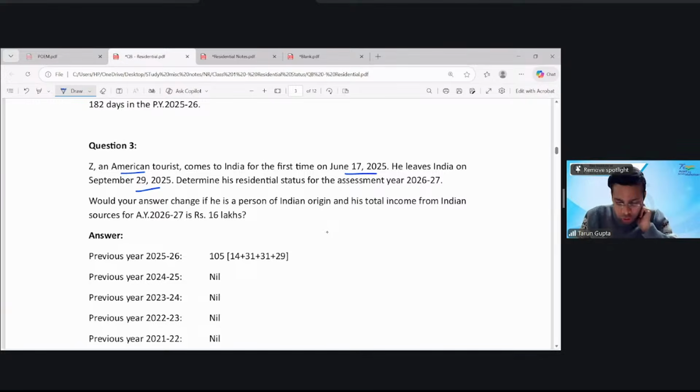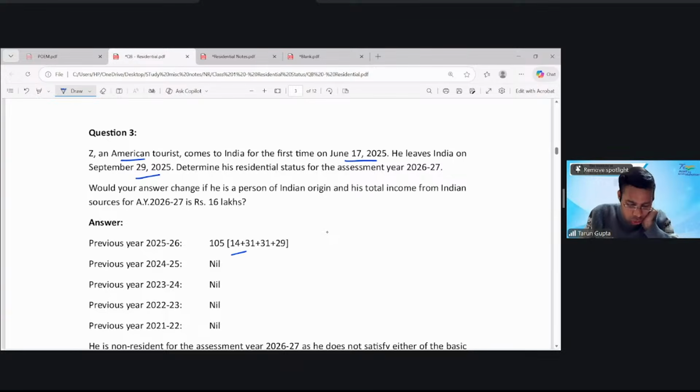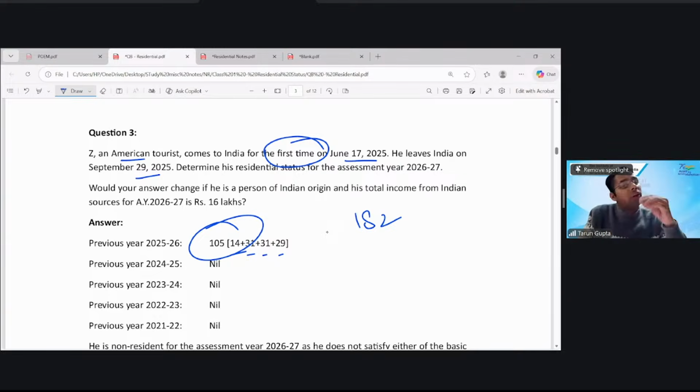I'll tell you. For June it is 14, then July, August, September. So he is in India only for 105 days. So he doesn't satisfy the first condition of 182 days. Does he satisfy the second condition? He came for the first time. In the last 4 years he was not in India. So he doesn't satisfy the second condition as well. Therefore, he qualifies as NR.